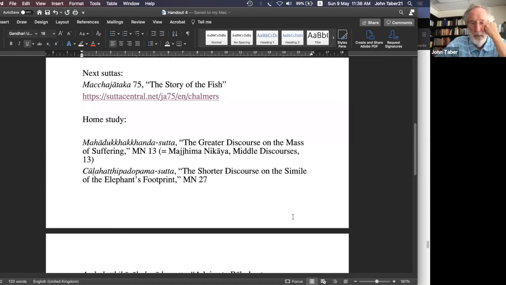Yeah, so these are different forms of dukkha, I think. Yeah, I think right. The Buddha would identify all of these experiences as dukkha.